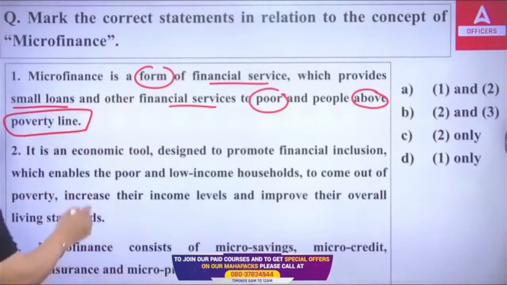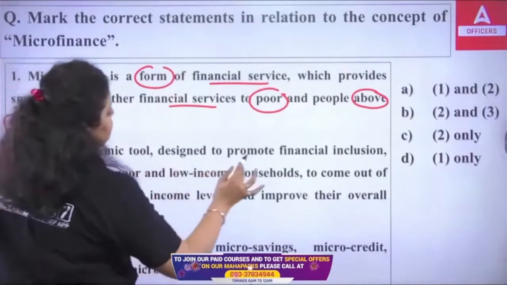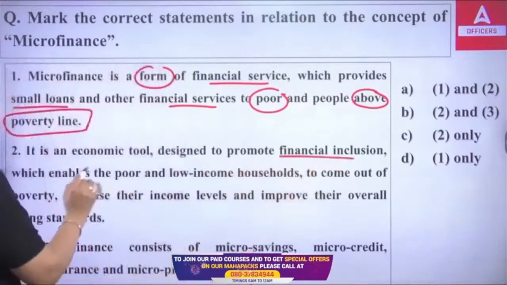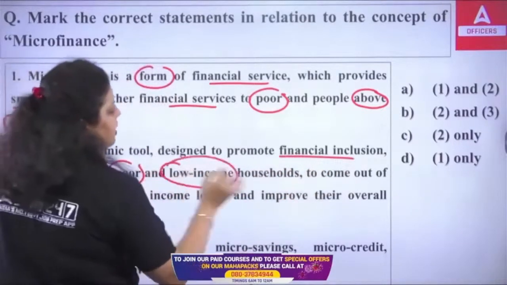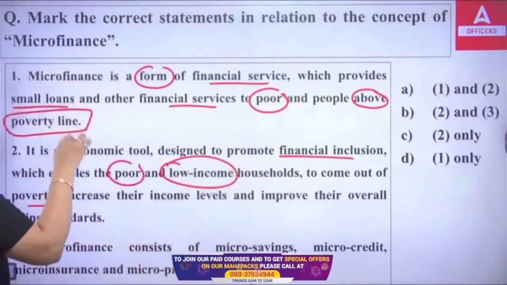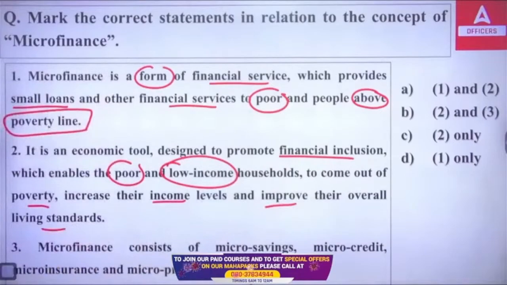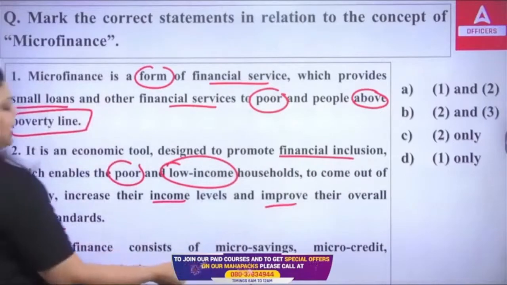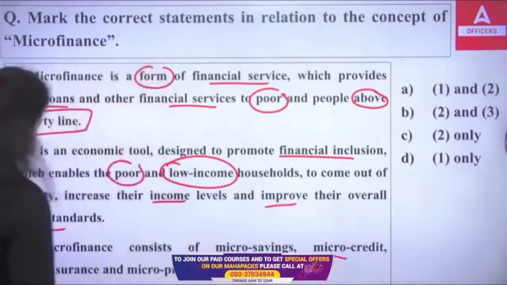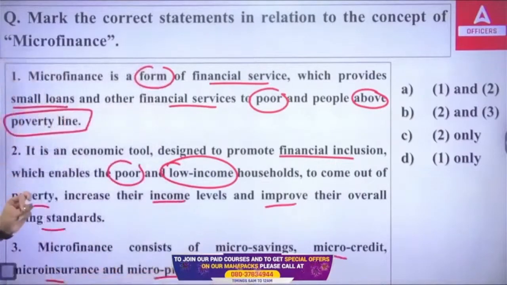Second is saying it is an economic tool designed to promote financial inclusion, which enables the poor and low income households to come out of poverty, increase their income level and improve their overall living standard. Third is saying microfinance consists of micro savings, micro credit, micro insurance and micro promotion. So what do you think, which of the following is correct?